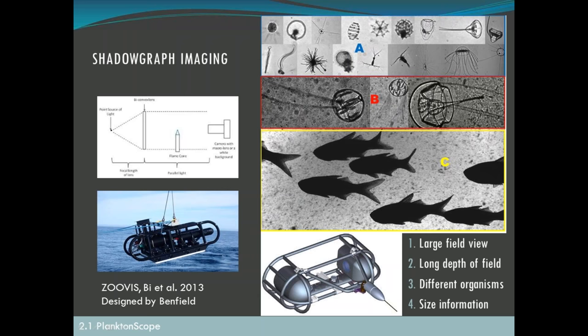So that's why we care so much about the sampling volume. It comes down to two things. Number one, the large field of view. Number two is depth of field. Those two give you the sampling volume you need.